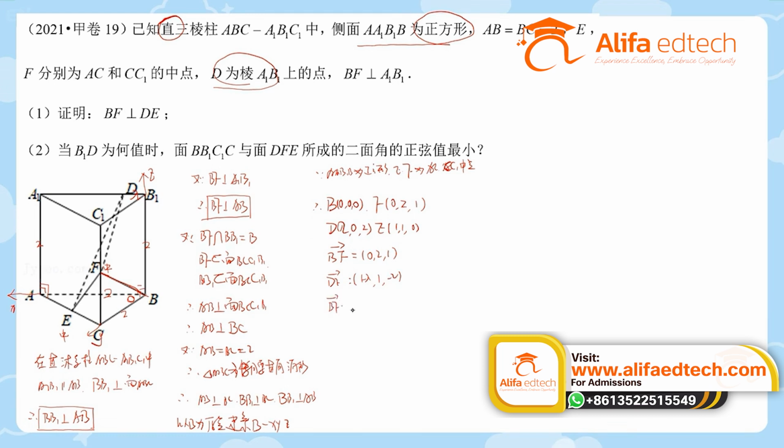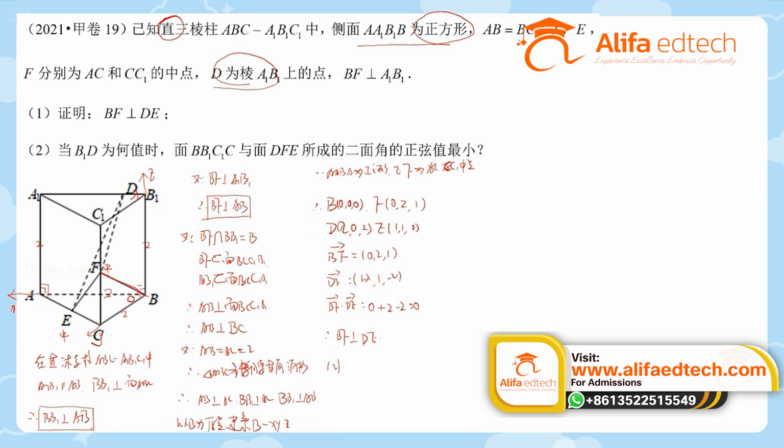We find the dot product of vector BF and vector DE. 0 times 1 minus lambda is 0, 1 times 2 is 2, and 1 times negative 2 is minus 2, which equals 0. So BF must be perpendicular to DE. By using vectors as a tool, we don't need to worry about where point D is, because no matter what, when you multiply by 0, it disappears.